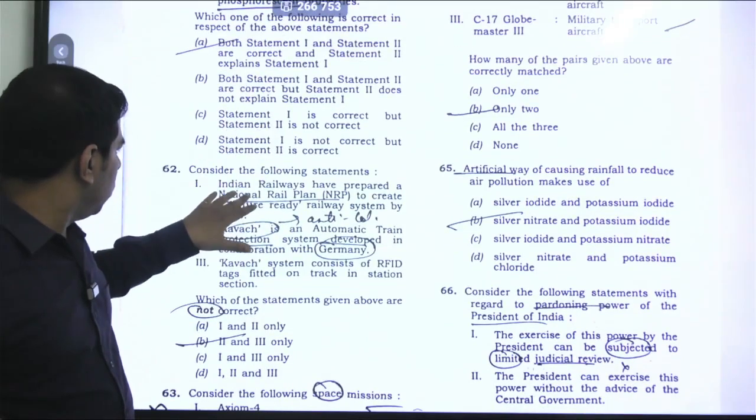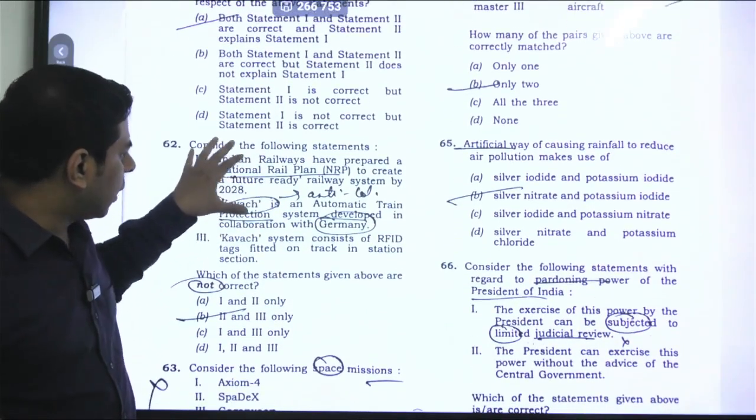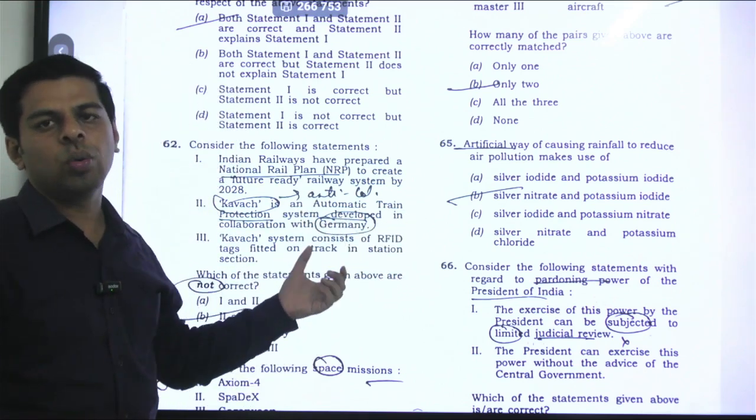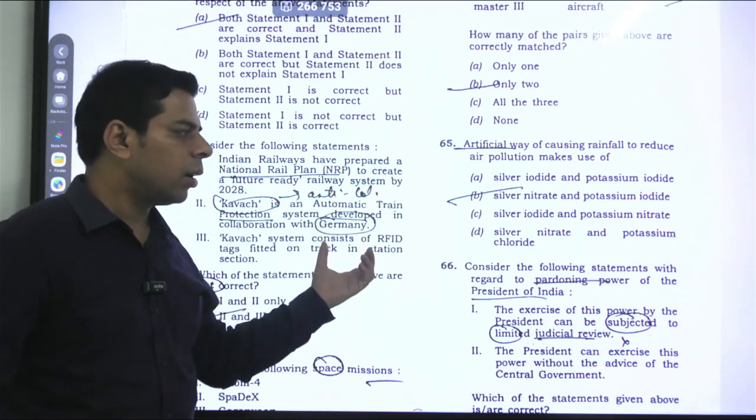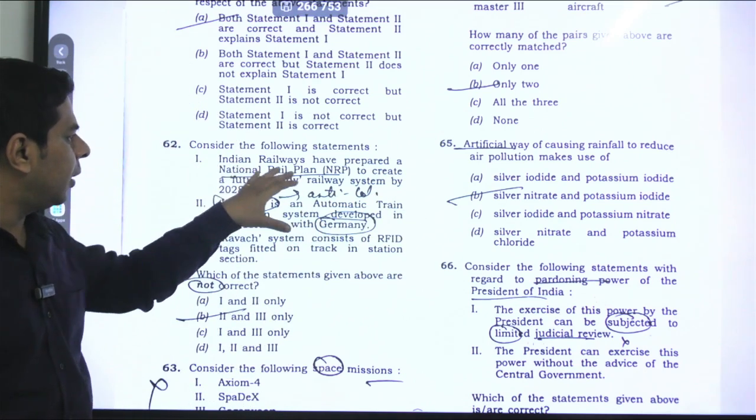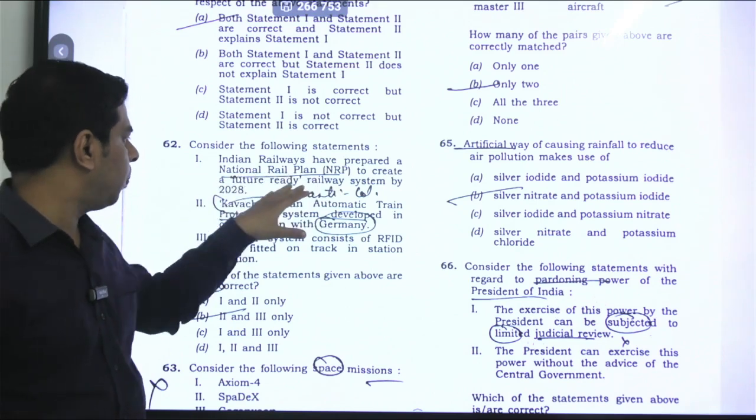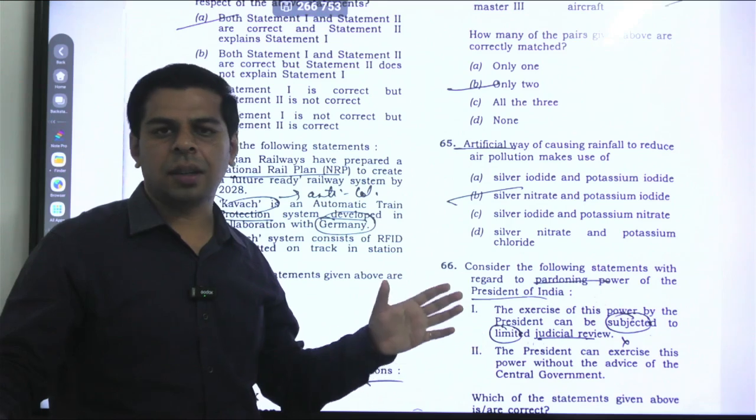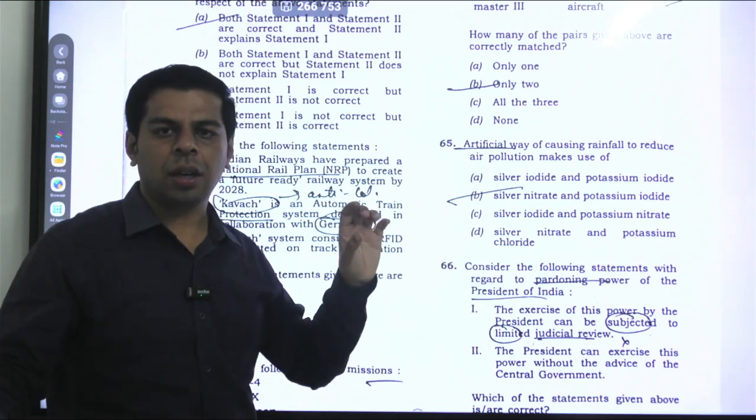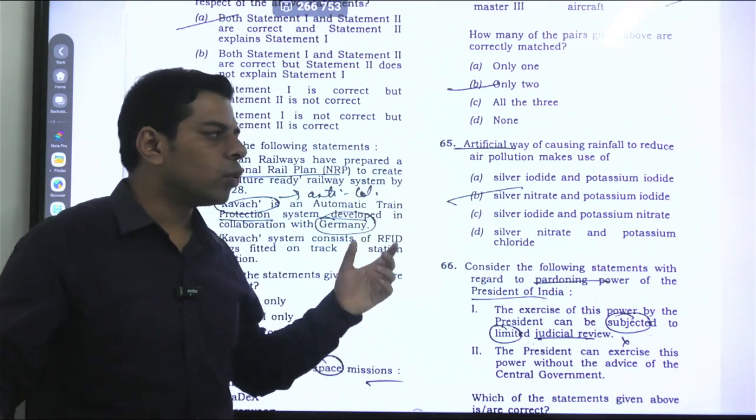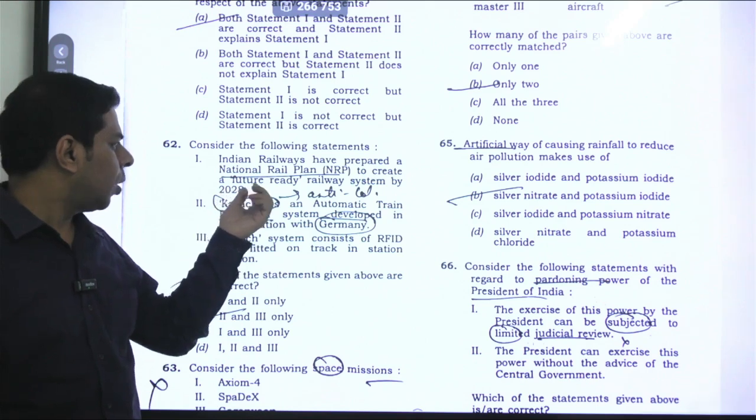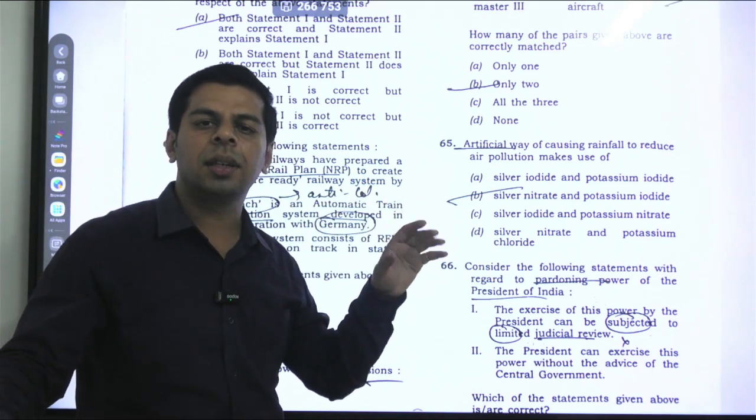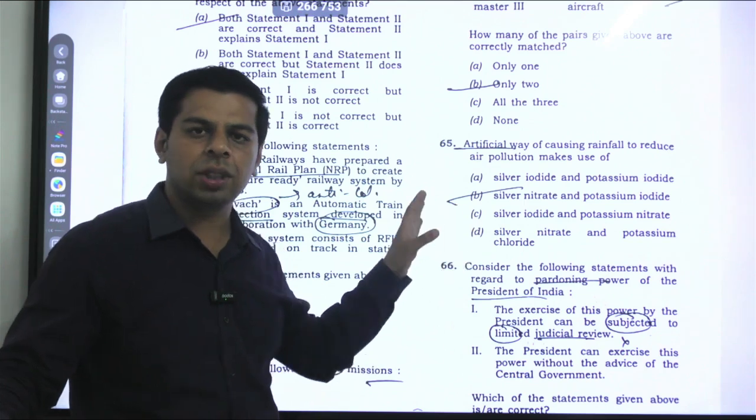Then coming to another question, even though it cannot be directly attributed to science and tech, one or two options are linked to science and tech, so we are clubbing it here. It says that Indian Railways has prepared a national rail plan to be future ready, because we have seen mishaps in railways occurring more often than not, and the Kavach system was making headlines. In the first statement, there is a catch of the year, because the deadline is not 2028, it's linked to 2030. So the first statement is incorrect.